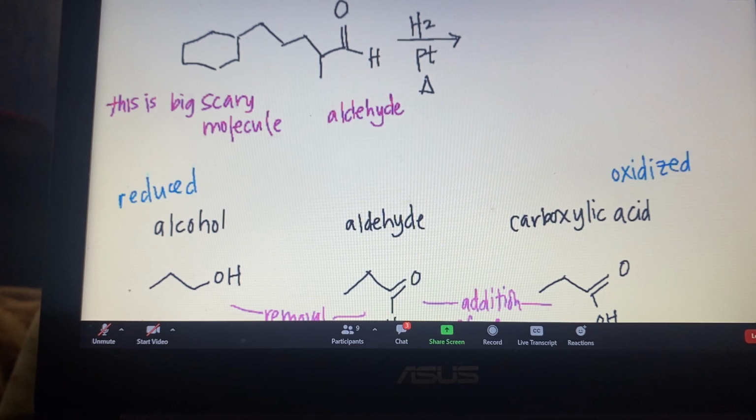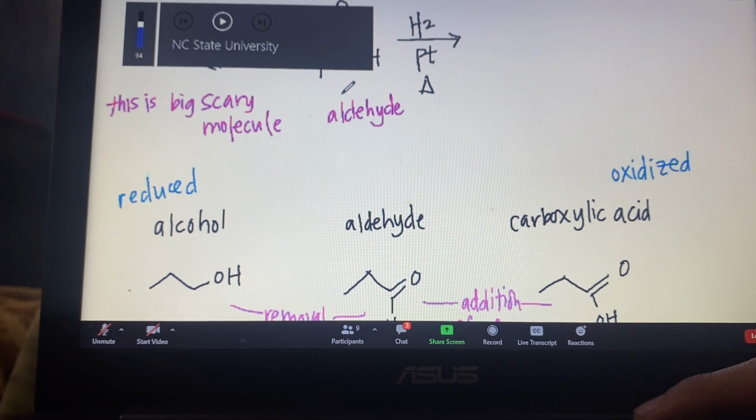So let's take a look at this reaction. You've got this aldehyde. You've got H2, Pt, and some triangle that means heat. What kind of reaction would you expect here? What's going to happen? Addition of what? Oxygen.